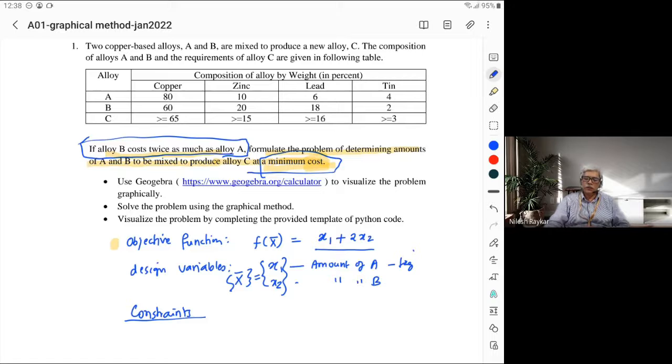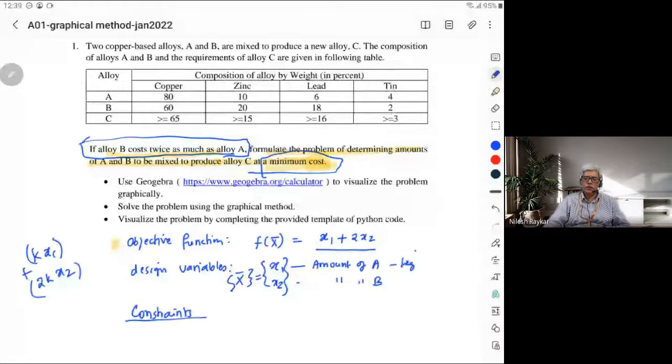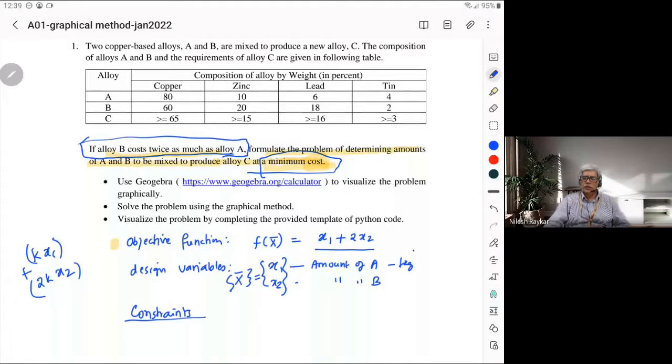If the cost of x1 is k times x1, the cost of B would be 2k times x2. So the total cost of producing C would be cost of A plus cost of B. So that has been written here. K is not written here. K is the unit cost of alloy A.